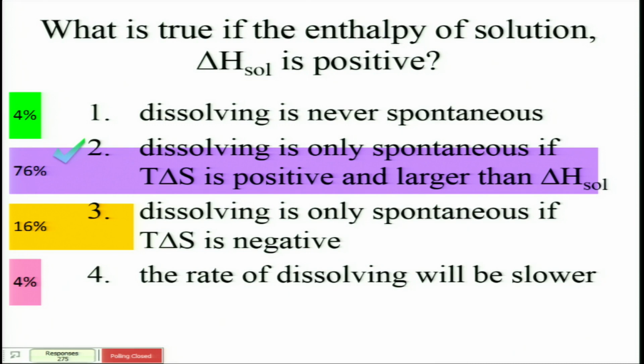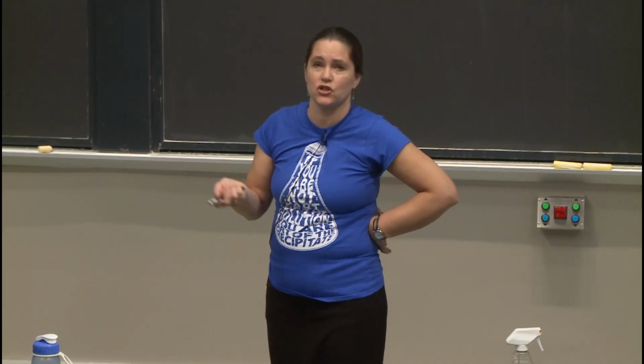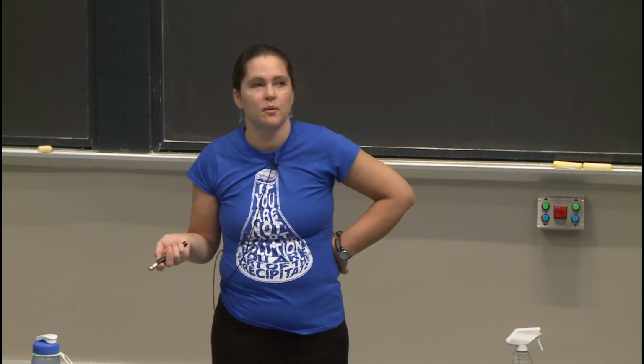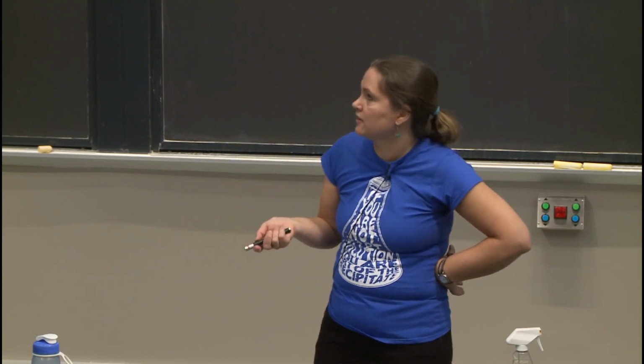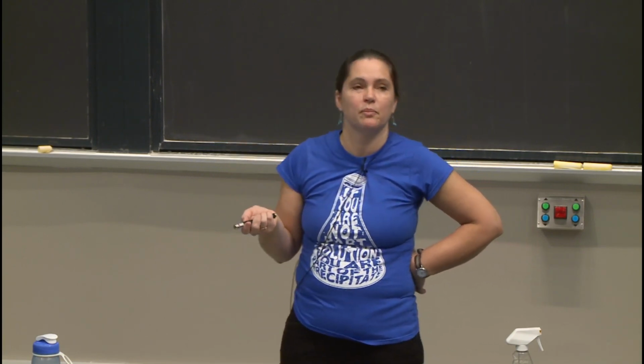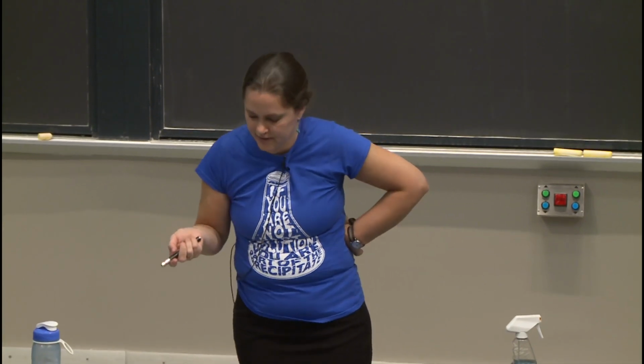If we look at number 3 here, dissolving is only spontaneous if this is negative. That does not help us at all. And the rate will be slower. Delta H is not going to tell us anything about rates. Rates are determined by kinetics. Temperature can affect the rates for sure. Stirring can affect the rates for sure. But delta H being positive is not telling us about the rates.